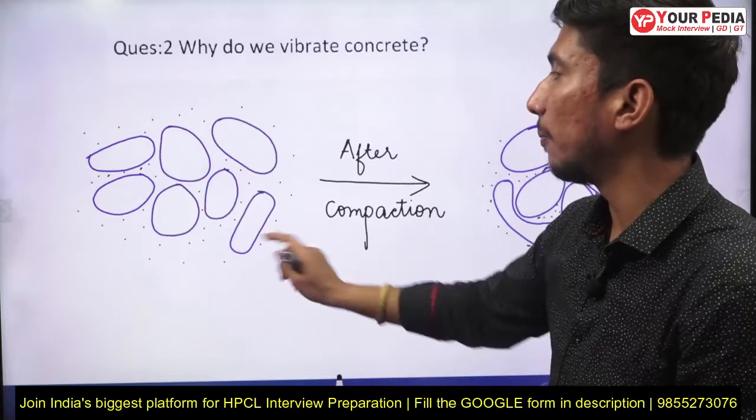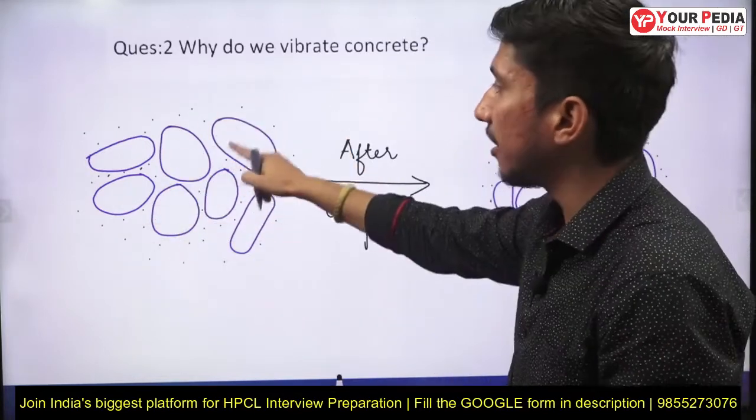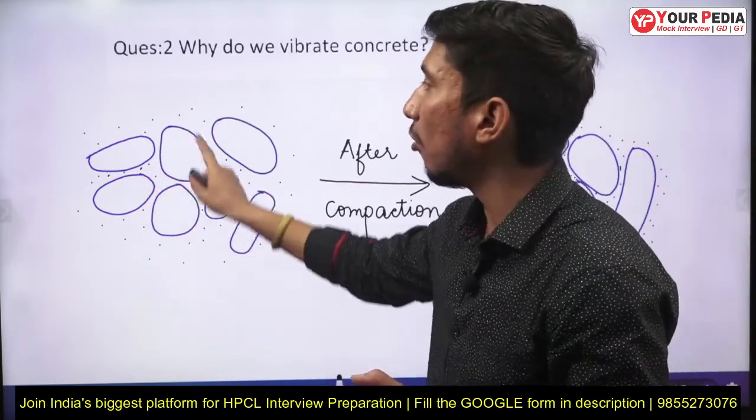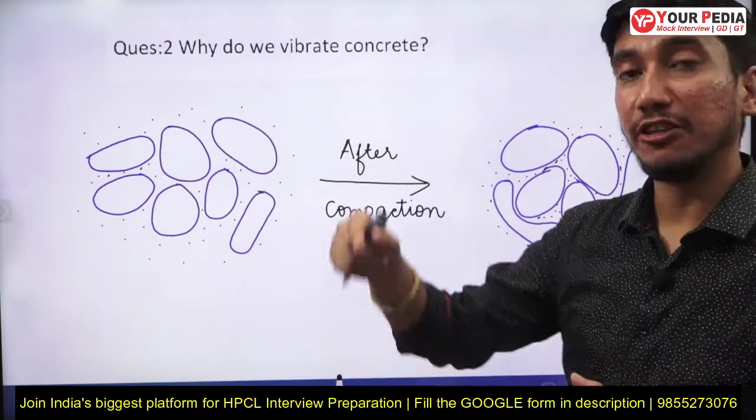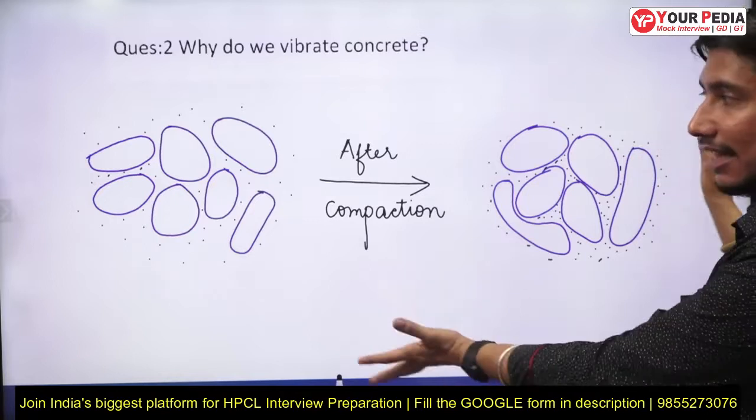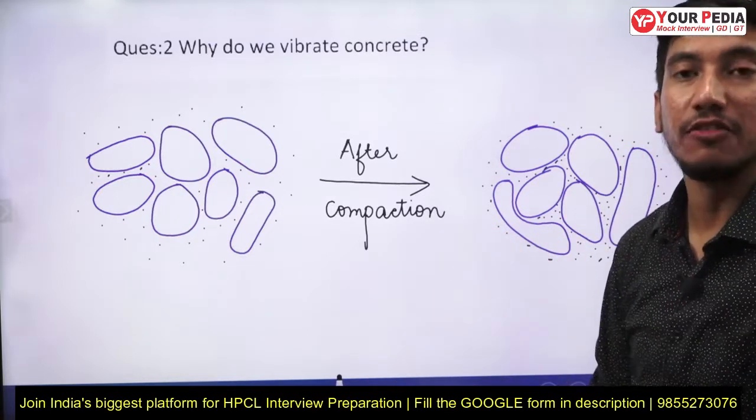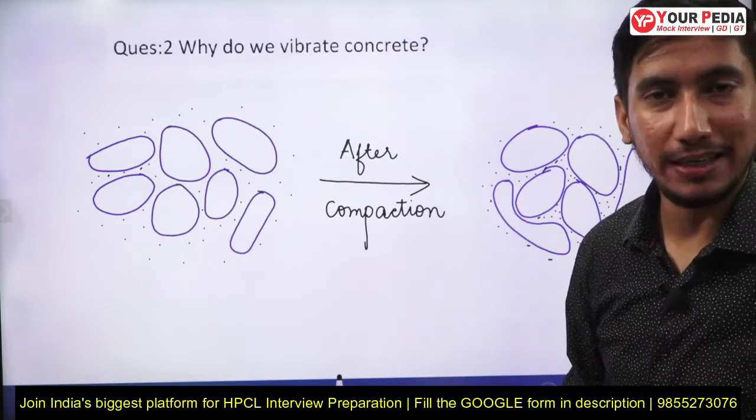As you can see from the picture, here the aggregates are far away from one another. They have cement water paste in between them and they have air pockets also between them which are separating them. But after compaction, after vibration, they get compacted into some closer arrangement which is beneficial and which is desirable. Now let me tell you what are the advantages of compacting the concrete.